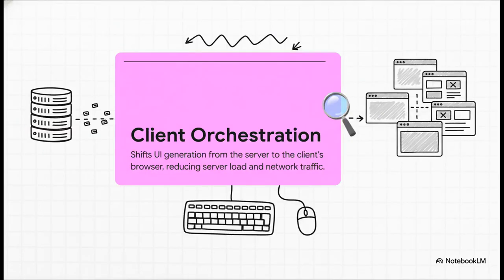Constellation also uses something called client orchestration. Here's a way to think about it. Instead of the Pega server building a whole piece of furniture and mailing it to you every time you make a tiny change, it just sends you the flat-pack instructions and the parts. Your browser, the client, does the quick assembly right there on site. It's way more efficient, it cuts down on network chatter, and it makes the app feel incredibly snappy.